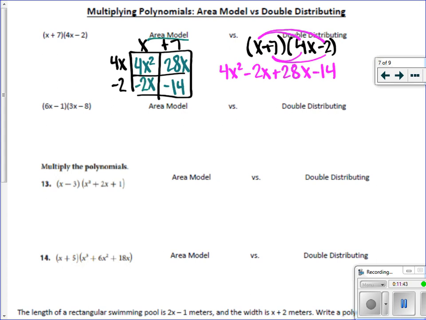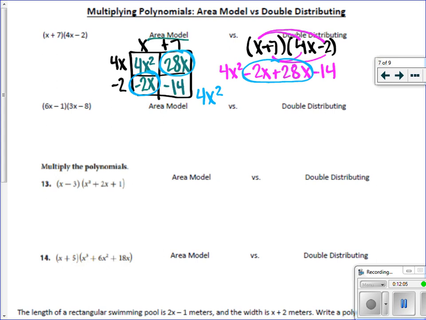Yes, we are not done yet. Neither of these are complete. Both of them are still missing, like, we haven't combined. We haven't written our final answer for either one yet. But it's the same amount of steps. If we're combining, 4x squared doesn't combine with anything. Whether it's the area model, those combining, or the double distributing, those combined.